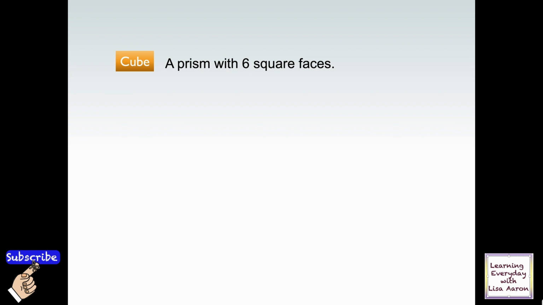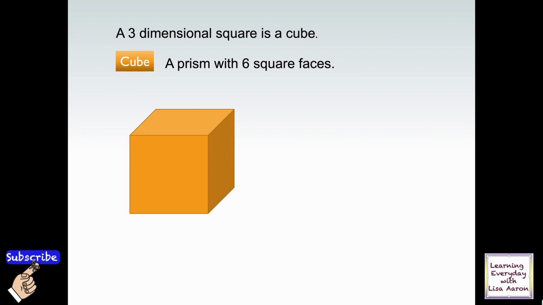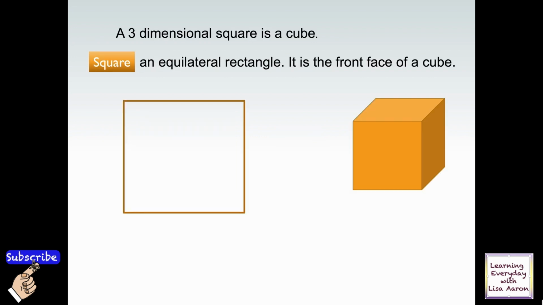Definition. Cube. A prism with 6 square faces. Cube. A 3-dimensional square is a cube. That's what a cube looks like. It has 6 faces, 12 edges, 8 vertices where they meet at the corners. A 3-dimensional square is a cube.